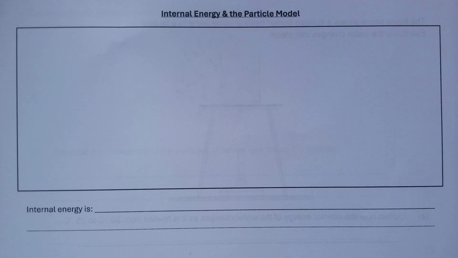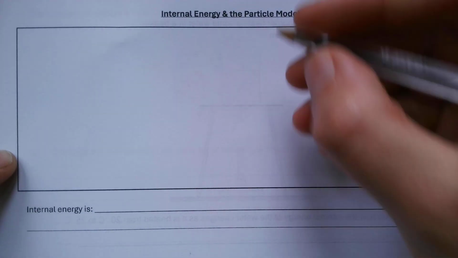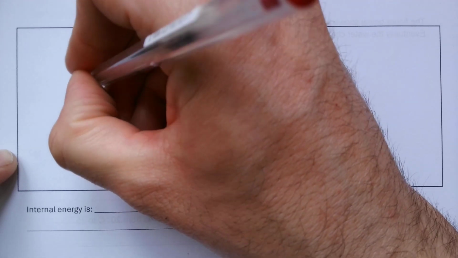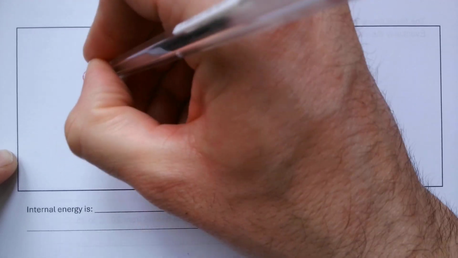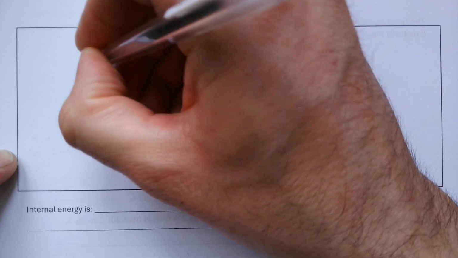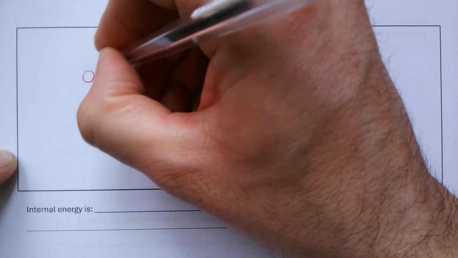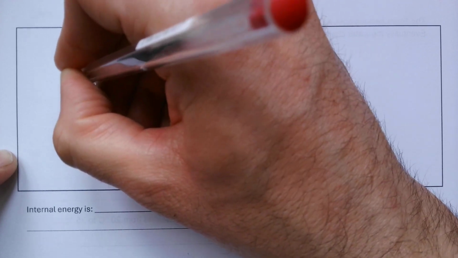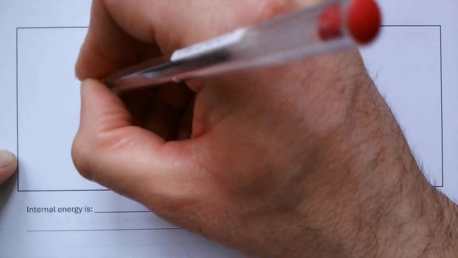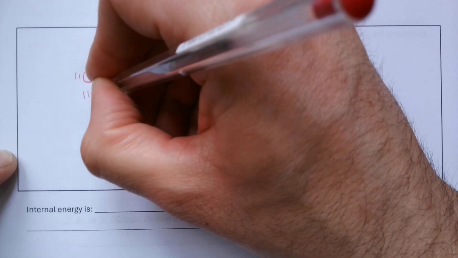So, internal energy is the type of energy stored in any objects made of particles. So, it's the energy due to the particles. It's called internal because basically it's within stuff. Okay, so what we have is, let's say we draw a few particles. So we've got some here and they're vibrating. Because they're vibrating, they have kinetic energy. Kinetic energy forms part of the internal energy.